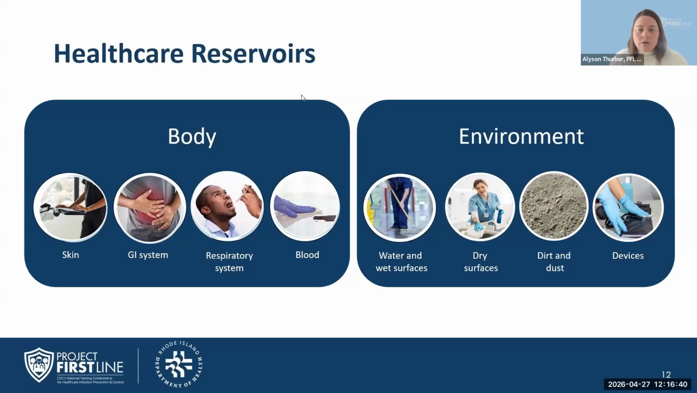Also, Candida auris is one of them. So in healthcare, aside from in the body, germs can also live in the environment, and germs can live and thrive on water and wet surfaces, dry surfaces, dirt and dust, and medical devices. So think about devices we use every day: blood pressure cuffs, glucometers, stethoscopes. They can all harbor bacteria and help spread germs from one resident to the next. When you understand where the germs are found and how they travel, you can then spot opportunities for spread and take the right steps to protect yourself and all of your residents.